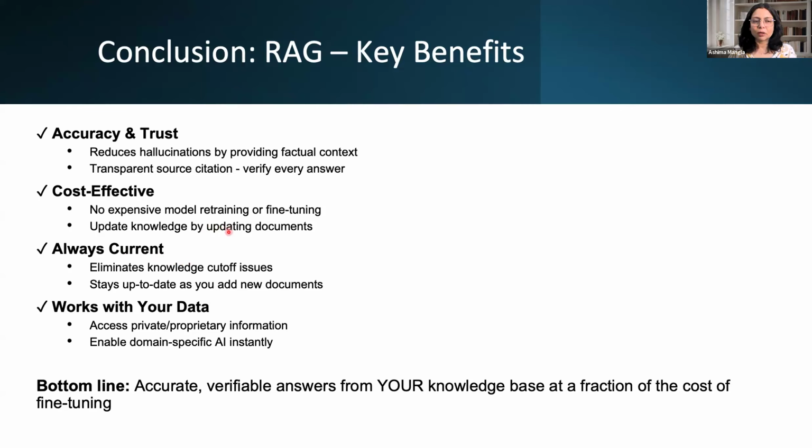It's also cost effective because you're not doing any model retraining or fine tuning. Well, you do some fine tuning for getting better evals, and you update knowledge by updating the documents. RAG systems are always current. You can eliminate knowledge cutoff issues because the model pulls from the latest data at query time. And most importantly, RAG works with your data. It enables AI systems to reason over private, proprietary, domain specific information that the base model may not have ever seen. RAG delivers accurate, up to date, verifiable answers from your knowledge base, at a fraction of the cost and complexity of fine tuning.